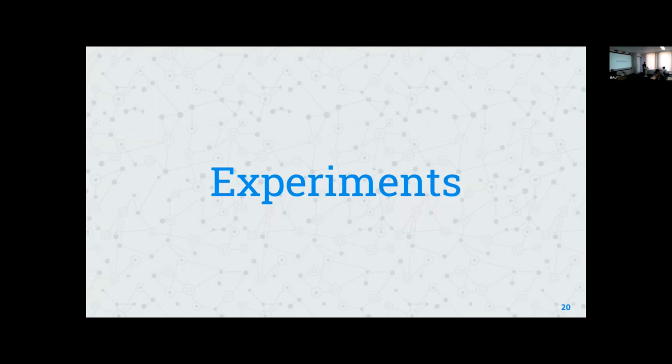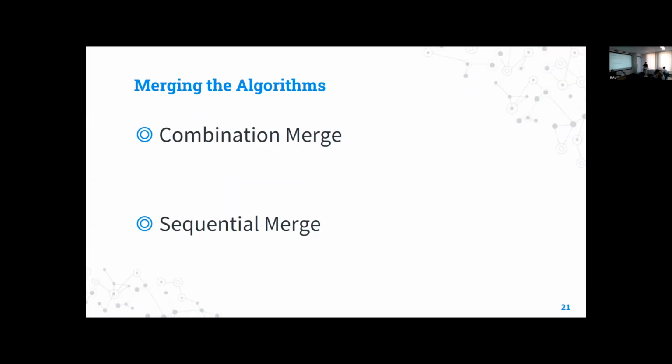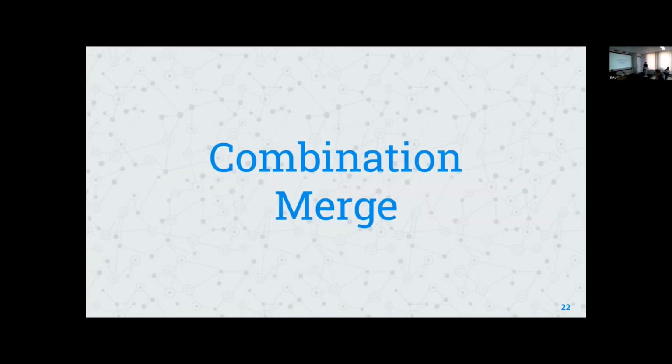So, the experiments. We had these 2 algorithms, and we tried to somehow merge them to get higher results. We tried 2 types of merging: combinational merging and sequential. First, the combination merge. As I said, the 2 algorithms have similar structures, so we tried to replace one step of one algorithm with the same step of the other algorithm.